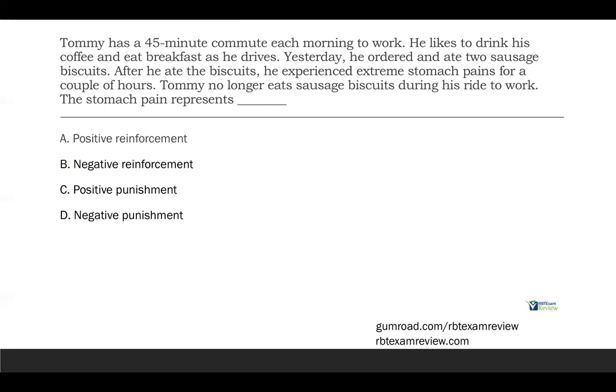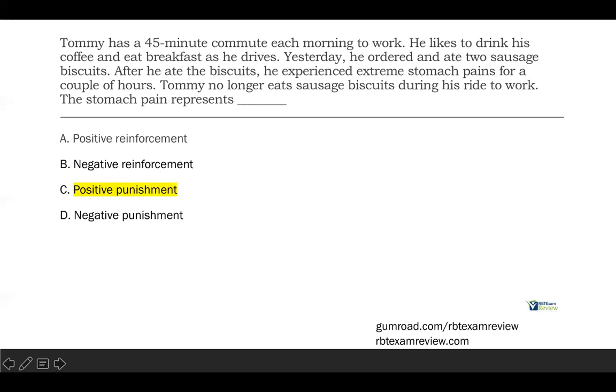Punishment decreases. Did something get added or did something get taken away? Well, let's see. He ordered the biscuits, he ate the biscuits, and then he experienced stomach pain. So the stomach pain was added, positive, right? Tommy's behavior decreased, punishment, therefore positive punishment.